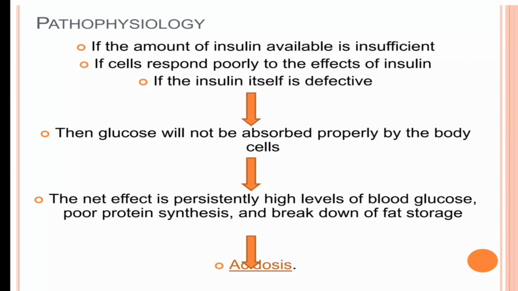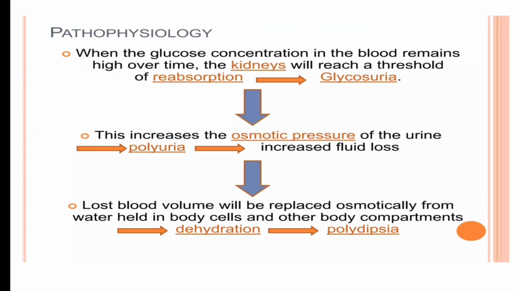If the amount of insulin available is insufficient, if cells respond poorly to the effect of the insulin, or if the insulin itself is defective, then glucose will not be absorbed properly by the body cells and the net effect is persistently high levels of glucose, poor protein synthesis and breakdown of the fat storage, acidosis.